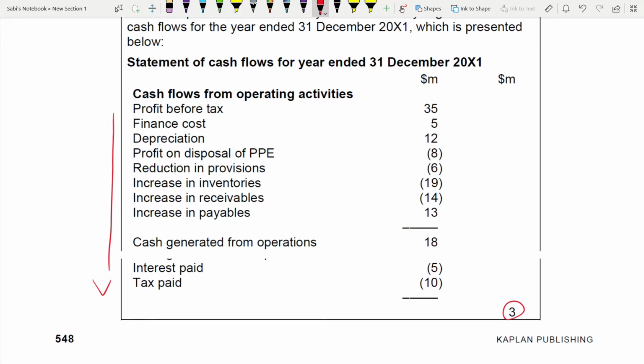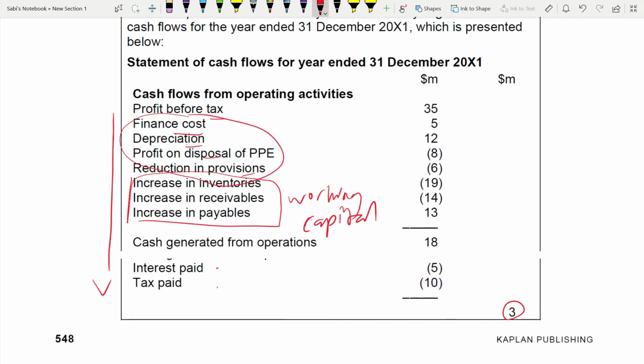For example, you don't have to write everything line by line. You can group similar items together. For example, these three things. You can group them together because this is working capital. Then comes the adjustments: finance cost, depreciation, profit, reduction. These are some adjustments which are made to profit before tax. And then your interest and tax paid.